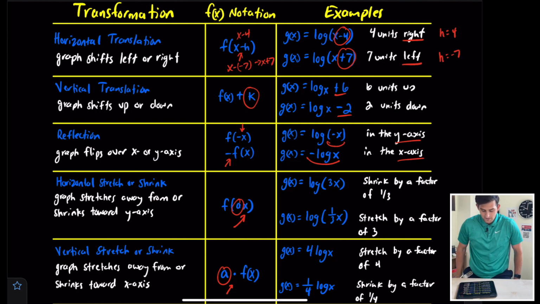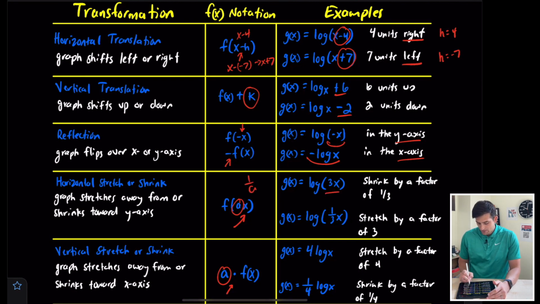Now, horizontal is a little bit opposite of what it looks like, just like horizontal translations, and that's because our factor is actually 1 over a. So if I'm looking at this example here where it says log base 3 of x or log of 3x, it's actually a shrink by a factor of 1/3. Why? Because what is a? Well, a is 3. So my factor would be 1 over 3, which is 1/3. Well, if I have 1/3, that's got to be a shrink.